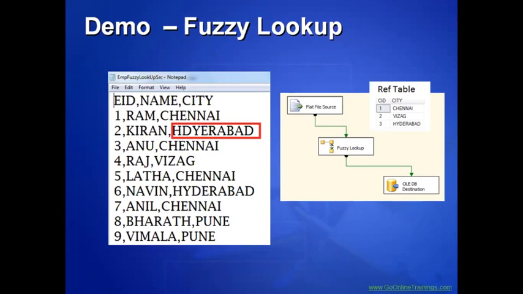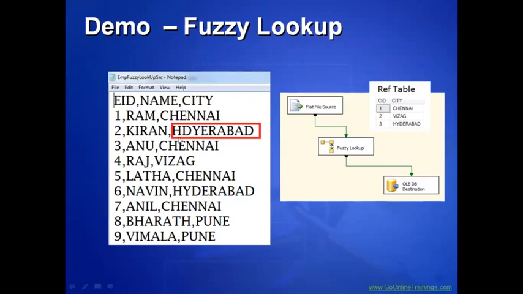What do you mean by close match? It is not a 100% match. I wanted at least 70% of the spelling matching, and take it. So that is what is called fuzzy. Fuzzy means not a 100% match. It is some 70% matching, some 40% matching, or 80% matching. Consider that row as similar data. So that is what is called fuzzy.